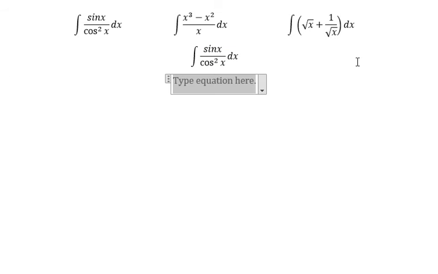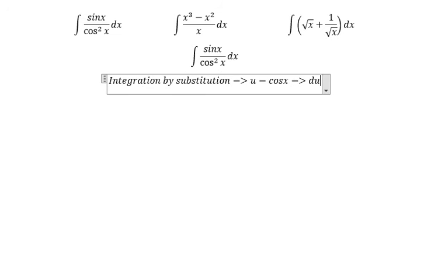The first one, we need to use integration by substitution. So we have u equals cosine x, du equals negative sine x dx, because we first take the derivative of cosine x, which gives negative sine x. In here, we don't have the negative, so we multiply both sides by negative 1.